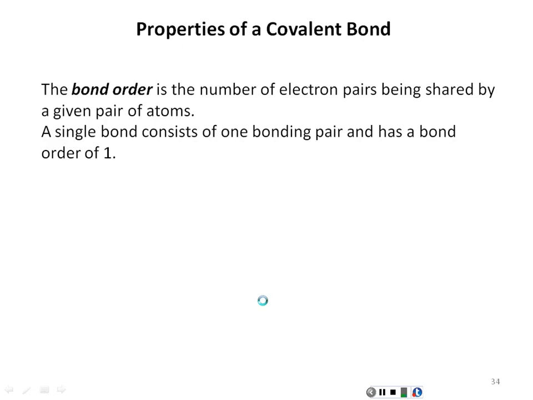So a pretty important concept in covalent bonding is bond order. And what bond order is the number of electron pairs shared by a given pair of atoms. So if you have a single bond, that's a bond between two atoms, and it has one pair of electrons that are being shared. We call this a bond order of 1.